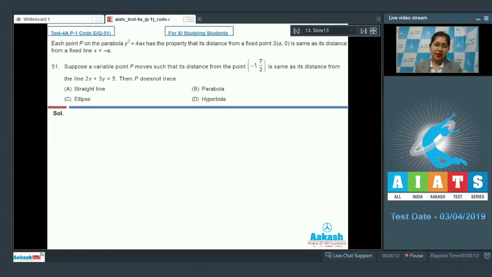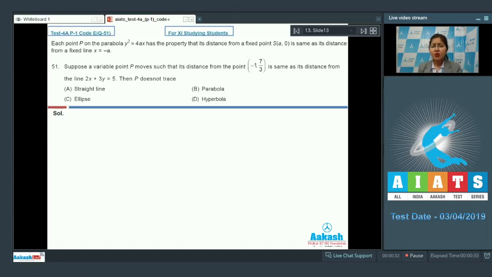Next is a paragraph type question for question numbers 51, 52 and 53. It is given here that each point P on the parabola y square equal to 4ax has the property that its distance from a fixed point S, that is (a, 0), is the same as its distance from a fixed line x equal to minus a.